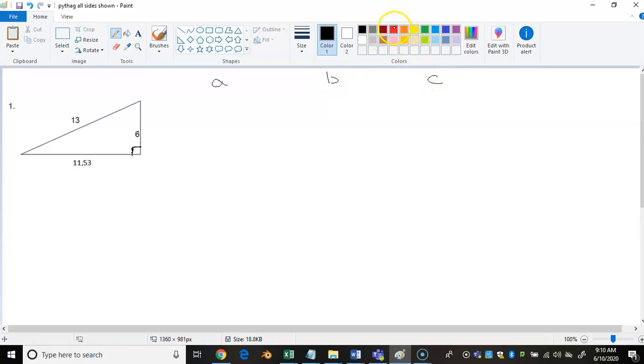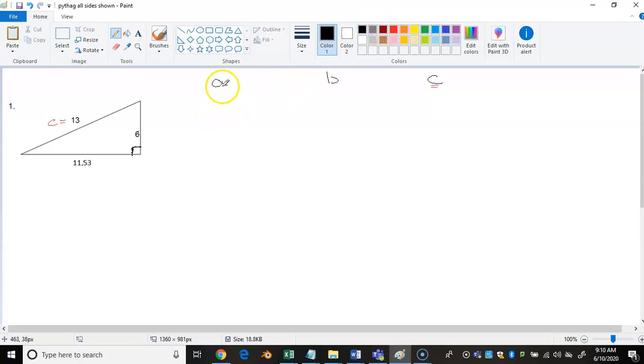Now it doesn't matter which one I call A and B, but C has to be the longest one. And the longest one is the one that's not connected to the right angle. You can see there it's the one across from the right angle. Okay. The other two, the shorter ones, are both touching the right angle. In fact, they're forming the right angle.